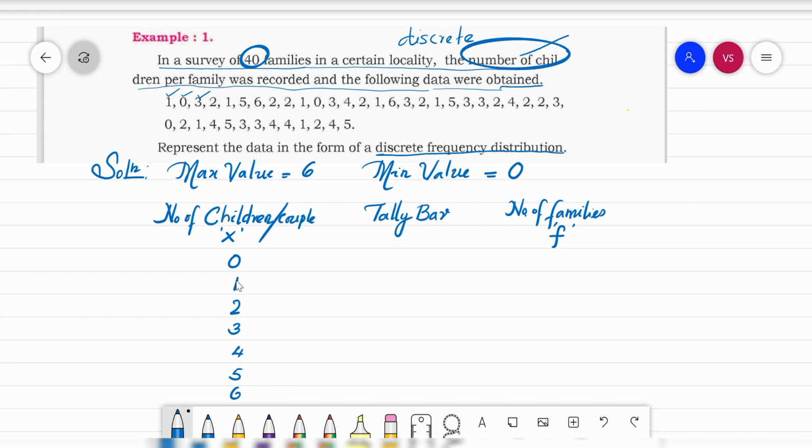Number 1 is here. So what we need to do is put a tally against the number 1 here, one tally, and mark it. The next value is 0. We put a tally for 0 and mark it. Next we have 3, we put a tally for 3. Next is 2, we put a tally for 2. Then next comes 1 again, mark it. Then 5, mark it.